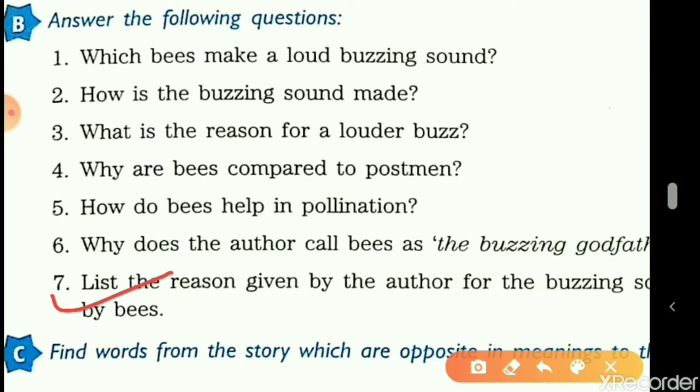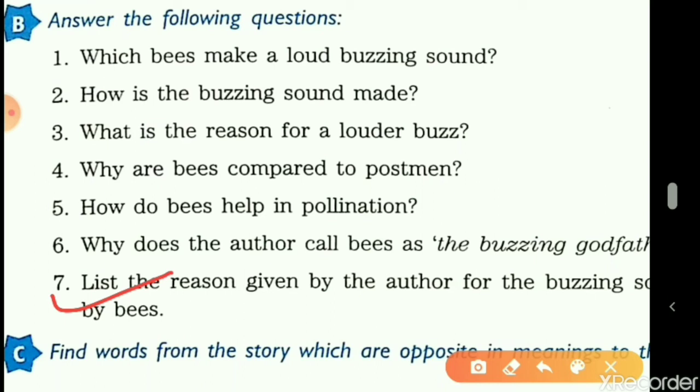Second reason, they buzz when they carry pollen from one flower to the other. And the third reason is the buzz is also the sound of the bee breathing.